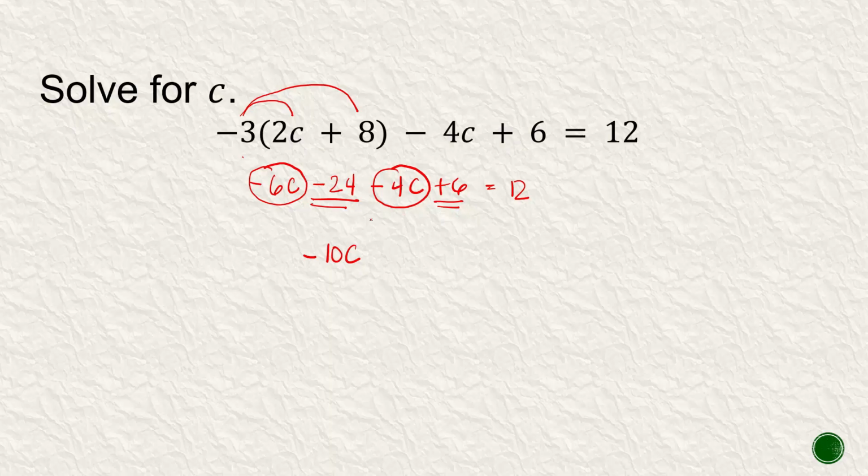They are constant numbers. We will subtract them because they have different signs. So that will be 18. And then 24 is higher than 6 and it's negative, so this will be negative 18.